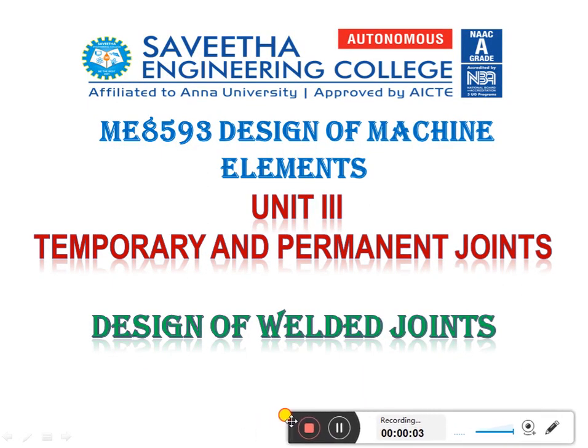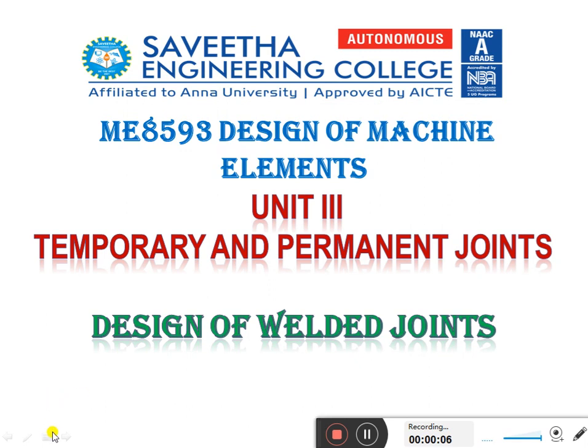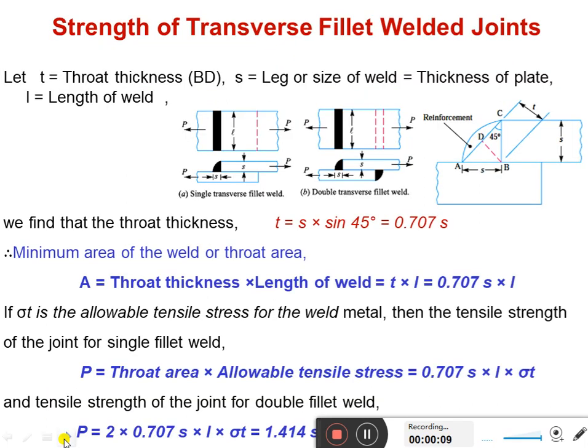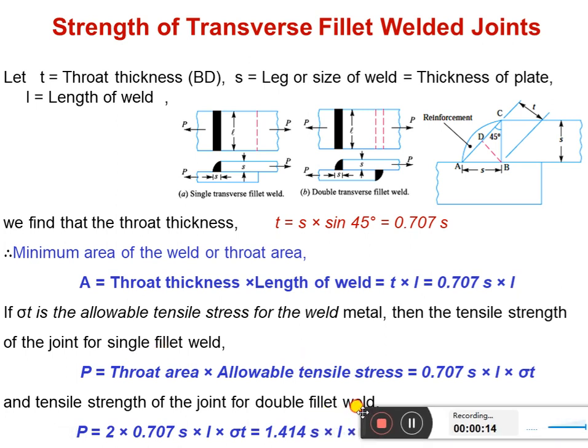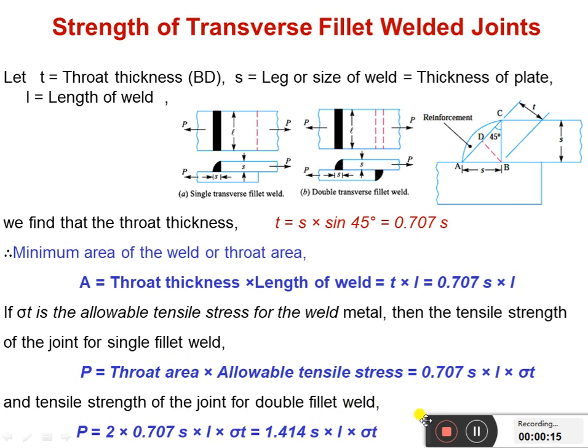This session we are going to discuss design of welded joints. The different types of welding joints we are going to discuss here. First type is strength of transverse fillet welded joints. These are the diagrammatical representation of transverse fillet weld.